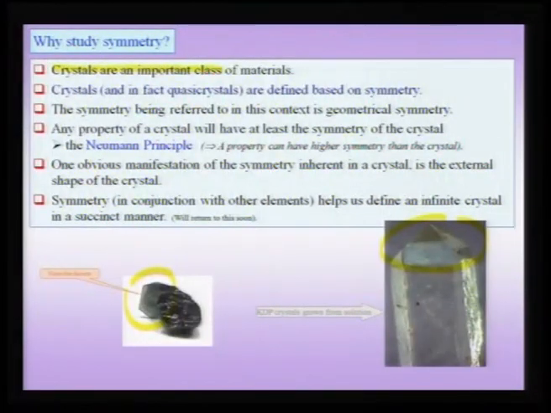And crystals form an important class of materials, and therefore, the language with which you describe crystals is in fact the language of symmetry. And additionally, it will be worthwhile noting, even quasi-crystals are defined and described based on the language of symmetry. Of course, in the current context, the symmetry we are talking about is what is known as the geometrical symmetry, and of course, there are generalized versions of symmetry in physics which we shall not be dealing with in these set of lectures.